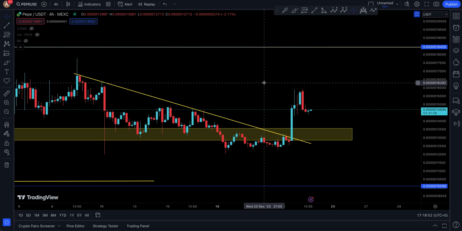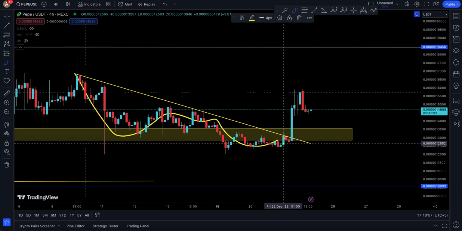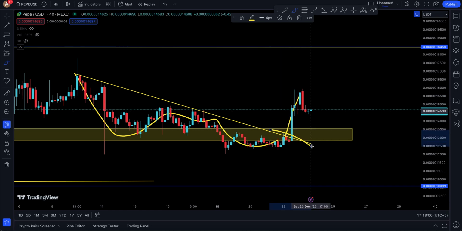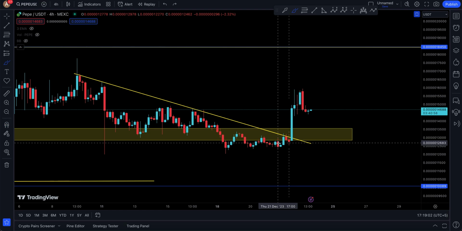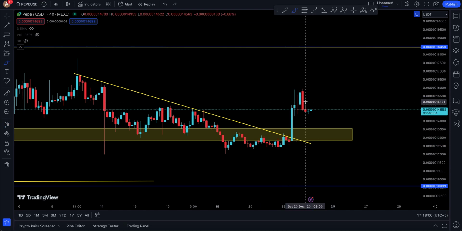So I'm going to give you a very quick comment on Pepe. Yesterday we had the downtrend here that was pretty much broken. You went to the upside and you haven't really back tested. All you did is pretty much shoot all the way to the upside and took a lot of stop losses. I'm pretty sure about that.